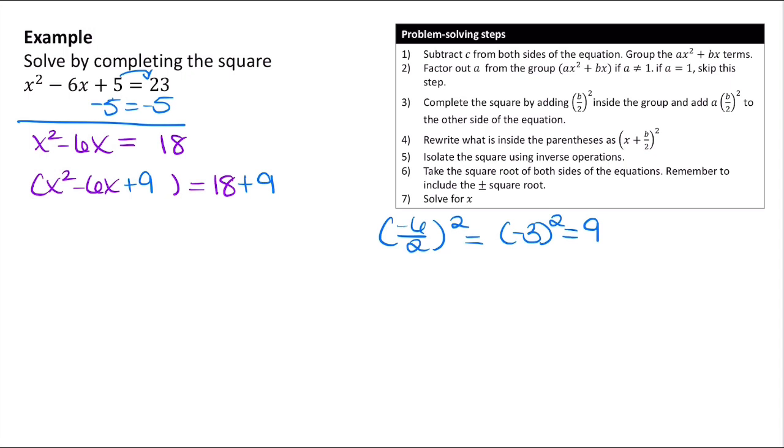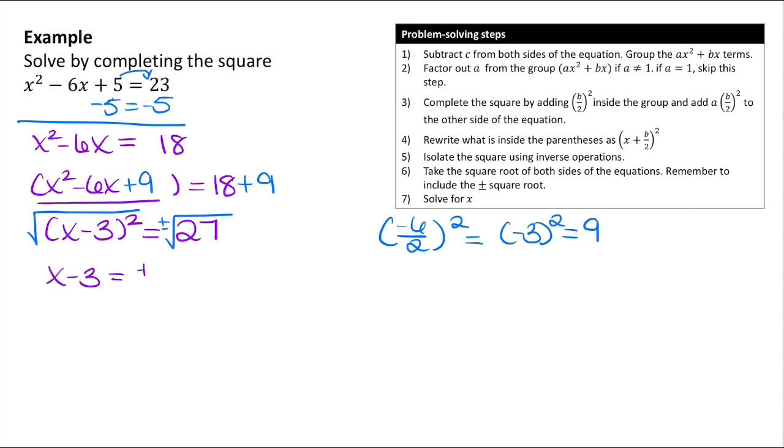So I'm going to rewrite this as a perfect square trinomial, right? Because it's x squared minus 6x plus 9, so that's going to become x minus 3 squared. And that's equal to 18 plus 9, which is 27. Now I can solve by taking the square root of both sides. Okay, so remember over here I have plus or minus. So that's going to give me x minus 3 equals plus or minus the square root of 27.